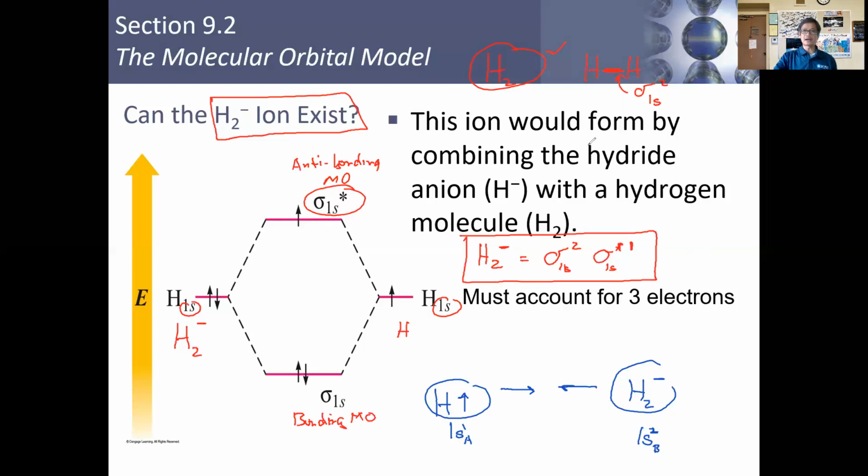As opposed to the neutral hydrogen molecule H2, we don't have to worry about an electron in the anti-bonding molecular orbital there. We're going to see in just a moment that the bond in H2 versus the bond in H2 minus is going to be weaker than the bond here.